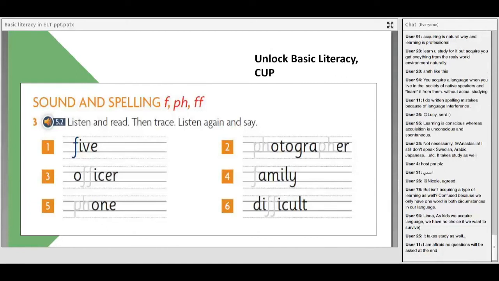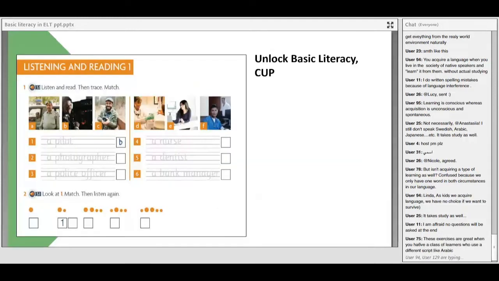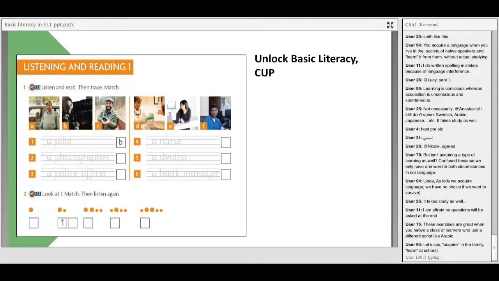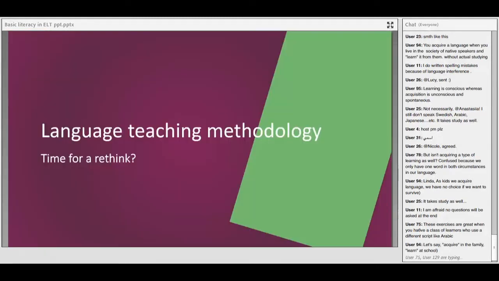That's the bit that would be missing from most normal books not focusing on literacy. And in fact, with this one, again, listen and read and trace and match. So the tracing, which is the literacy point, letter formation, is inserted into a fairly standard matching activity.